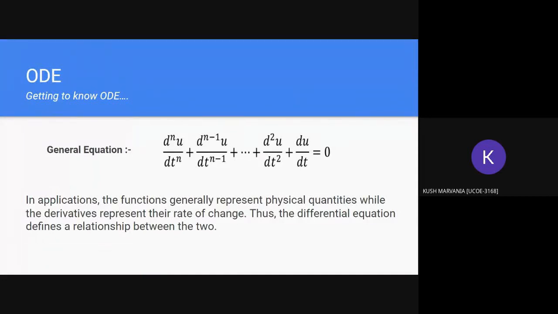In applications, the function generally represents physical quantities while the derivatives represent the rate of change. Thus, the differential equation defines a relationship between the two. Now, before solving real life problems based on ODE, we will look at its applications. The applications of ODE will be explained in detail by my fellow team member Abhishek Patra. So, I hereby hand over the mic to Abhishek Patra.